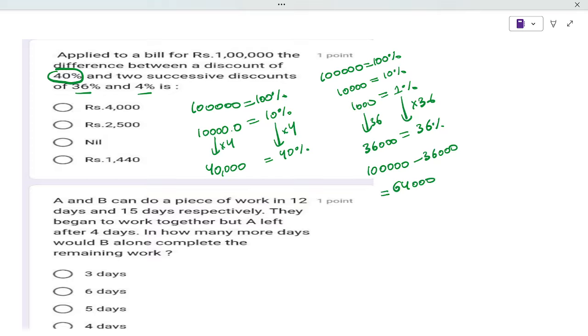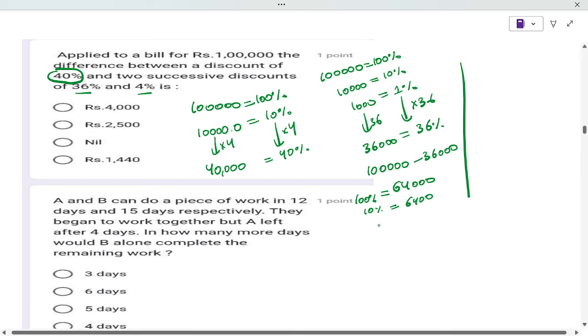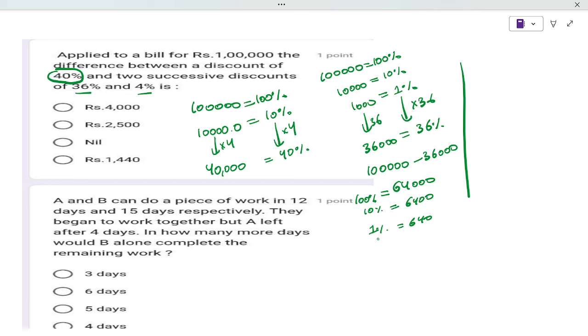On 64,000 a 4% discount is given, so 64,000 is 100%. 10% is 6,400, 1% is 640, and 4% is 640 into 4 times, which is 64 into 4, that is 256.